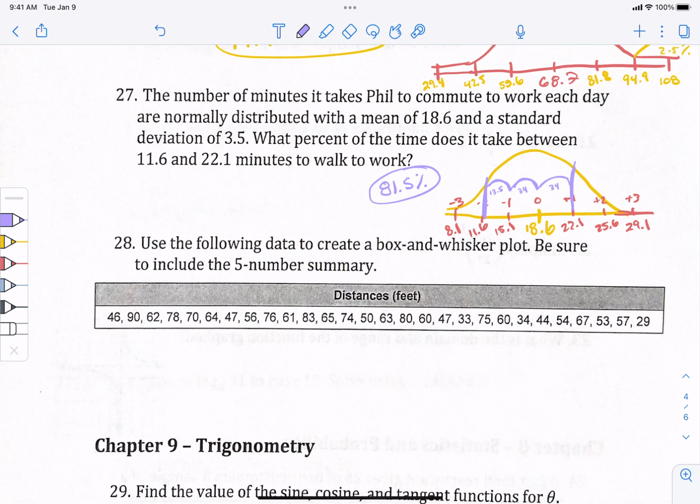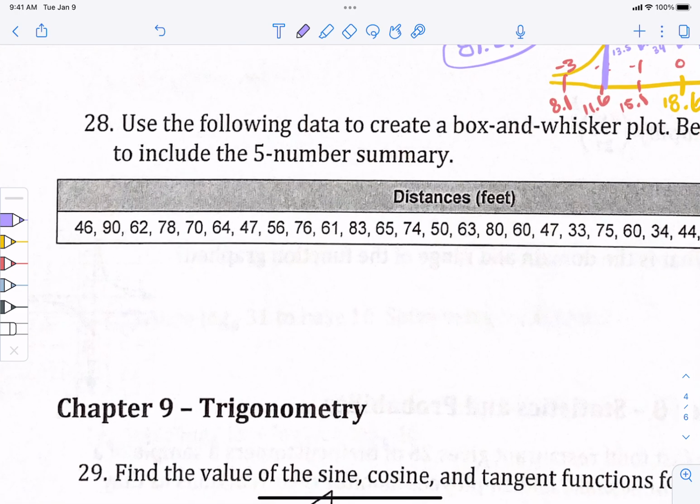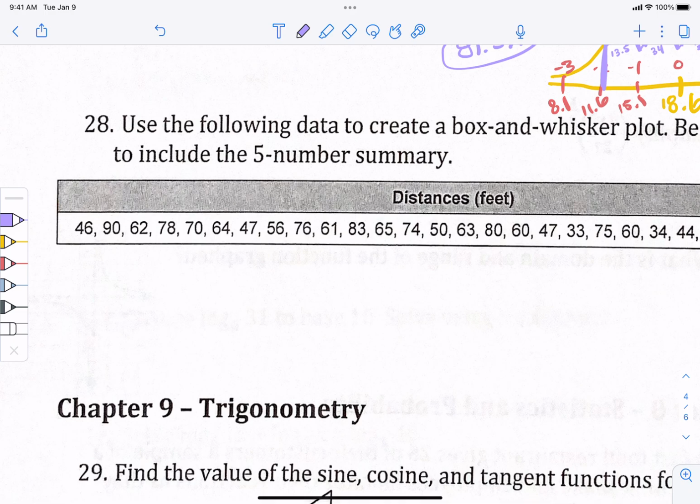Number 28, box and whisker plot. Daniel, we love Daniel. Everybody say thank you, Daniel. Guess what he just did? He put them in order for us. On the test, I know for a fact, because I just looked at it, that they are already in order for you, so you don't have to waste time on the test putting them in order. Daniel's got them ready for us, so he's going to read them off, and we're going to write them down. Here we go.